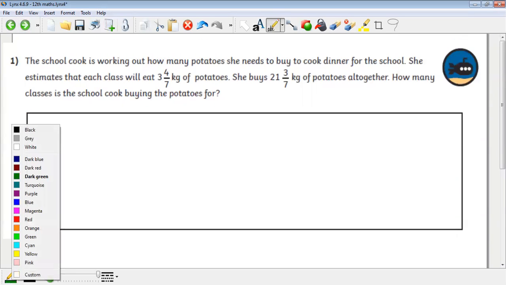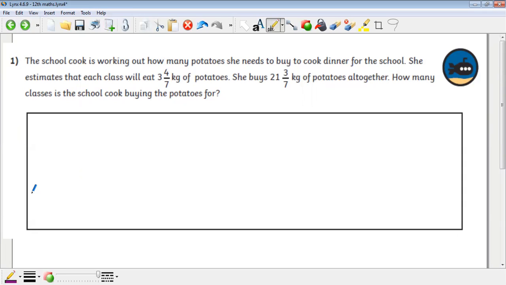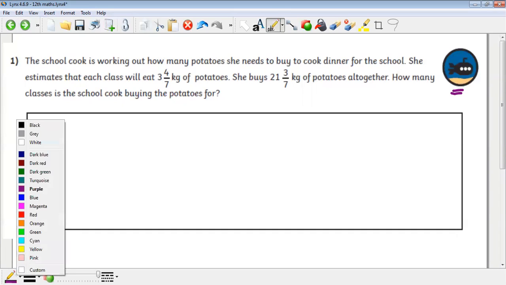Right, and now as we see, our submarine is right at the bottom of the ocean, so these are the trickiest ones. So the school cook is working out how many potatoes she needs to buy to cook dinner for the school. She estimates that each class will eat 3 4/7 kilograms of potatoes. Crikey. She buys 21 3/7 kilos of potatoes altogether. How many classes is the school cook buying the potatoes for?